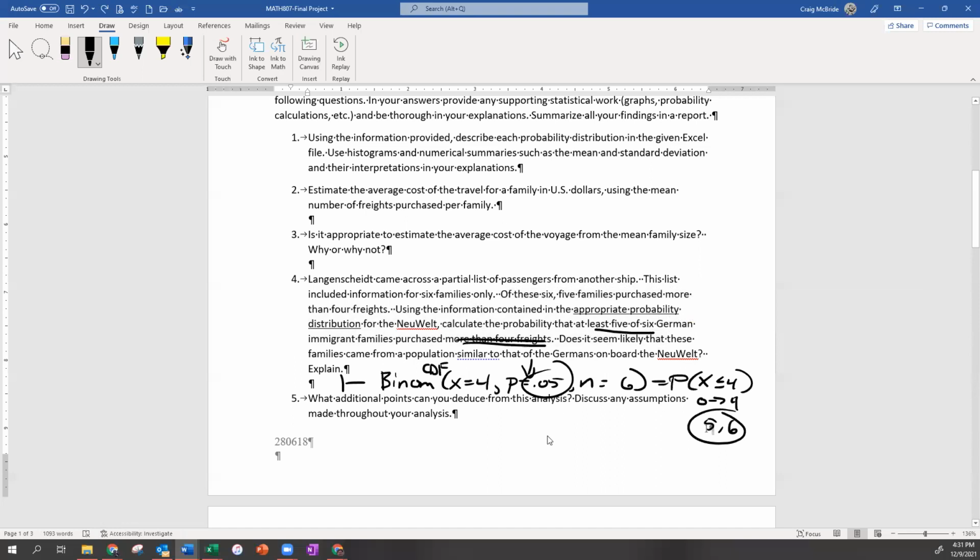And in fact, when you run the data, you will get an extremely small number. And that kind of numerically verifies what your instincts should already be telling you, that if there's only a 5% chance that any one family is going to buy more than 4 freights, then if you had a random sample of 6 and 5 of them bought more than 4 freights, you just won the lottery, because that's basically something that has a 5% chance of happening. It just happened 5 out of 6 times. That's ridiculously small.